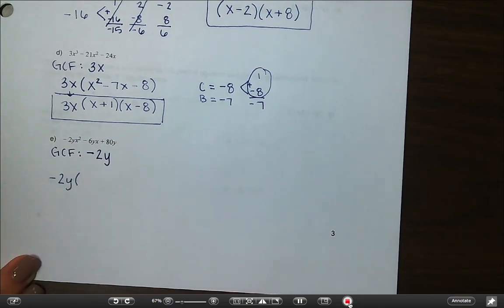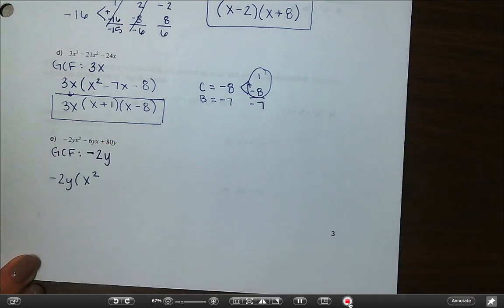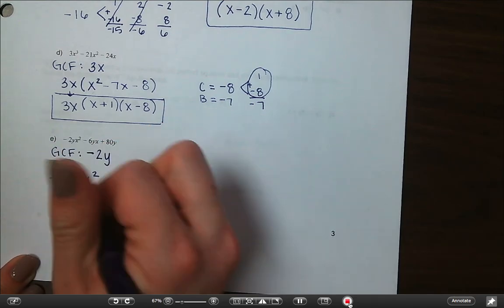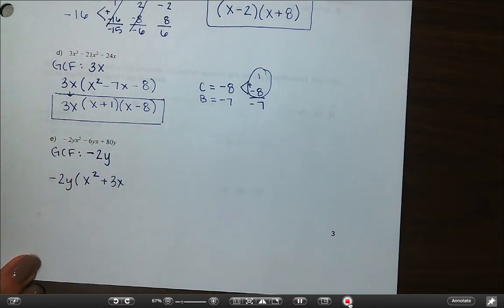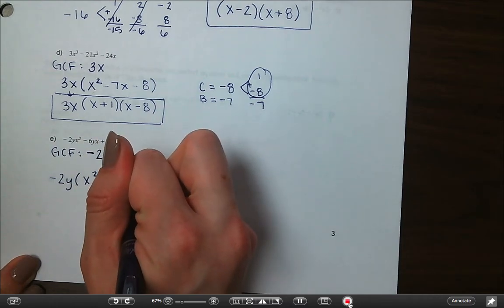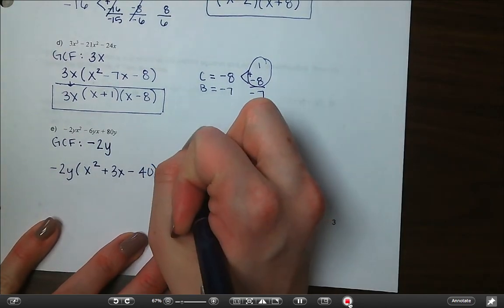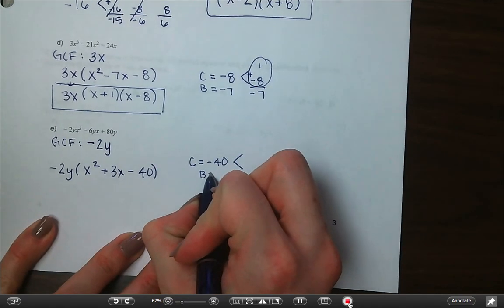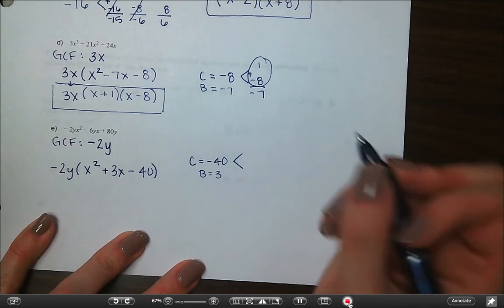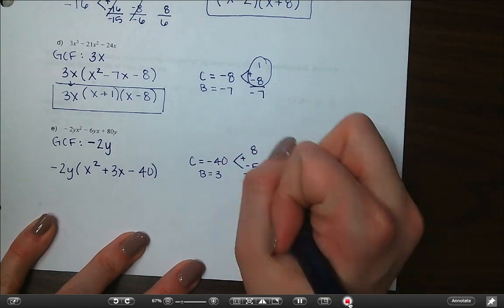Okay. So if we divide, negative 2yx squared divided by negative 2y is x squared. Negative 6yx divided by negative 2y is a positive 3x. And 80y divided by negative 2y is negative 40. Okay. Now we want to look for our factors of c, which is negative 40, that add to be 3, which I'm going to help you out on this one. We're going to have 8 and negative 5, which add to be 3.